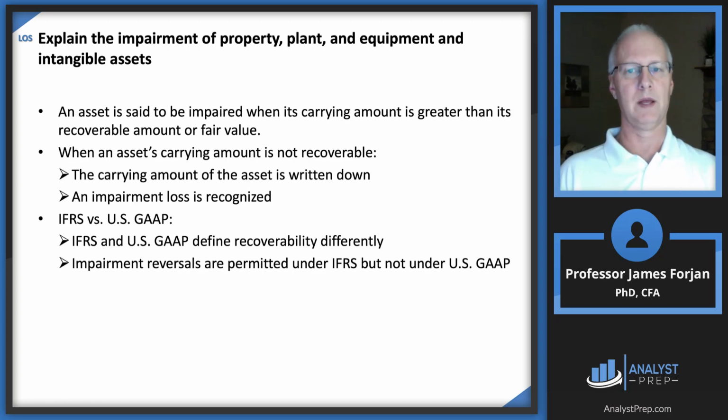What about impairment? Impairment is exactly what the name suggests: you have some property, plant, equipment, or intangible assets in which the carrying amount, the amount shown on the balance sheet, is greater than its fair value or its recoverable amount. And so we have to have a write down. When the asset's carrying amount is not recoverable, we'll write it down, and an impairment loss is recognized. And of course, the international standards and the U.S. standards consider these differently. You can reverse the impairment under the international standards, but not under GAAP.